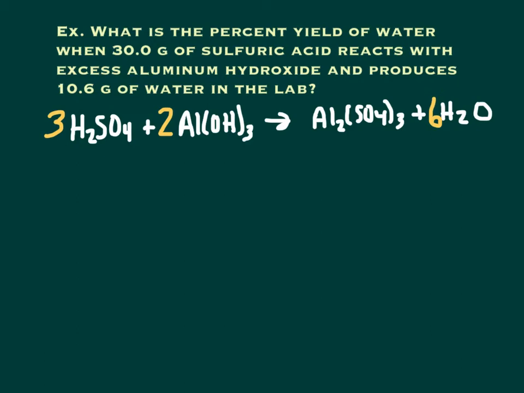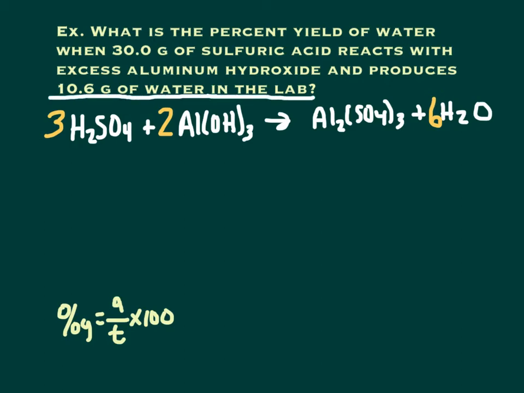So when it says percent yield, remember that percent yield is equal to the actual over the theoretical times 100. Now up here in our problem, we already have what the actual is. You see how it says "in the lab" right here? That is our actual yield of water, and that usually has to be given to you, or you have to find it in the lab. So our actual is going to be 10.6 grams of water. But we don't know our theoretical, and if we don't know that, we can't find our percent yield.